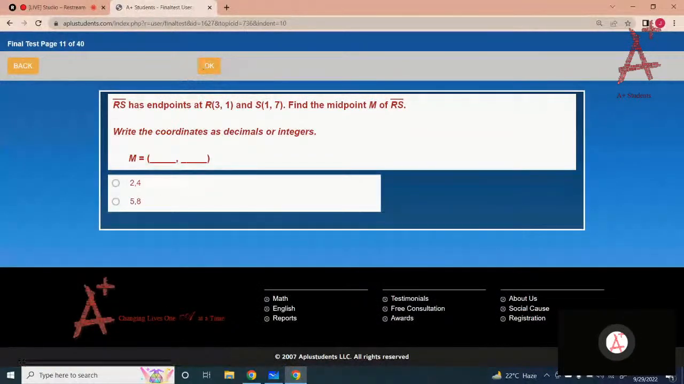Okay, the next one is RS has endpoints (3, 1) and (1, 7). Find the midpoint M. So find the answer and let me know what it is. (3, 1) and (1, 7). So just add the x components. So 3 plus 1 is 4 and 4 by 2 is 2. Then add the y components. 7 plus 1 is 8 and 8 by 2 is 4. So they are (2, 4). Got it?